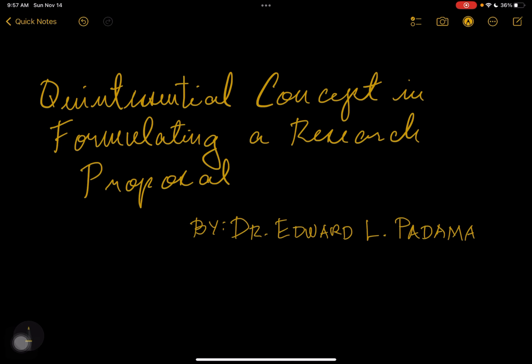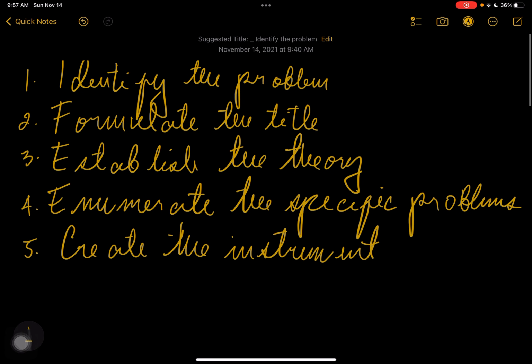What are these 5 essential elements that you need to effectively and efficiently formulate a framework for your research proposal? I have identified the following elements, which are essential and necessary in completing a research proposal for research writers. So basically, let us go through them one by one and then briefly discuss them.